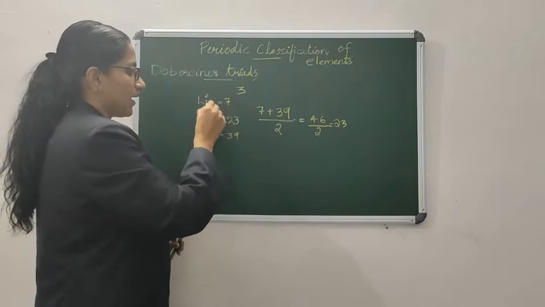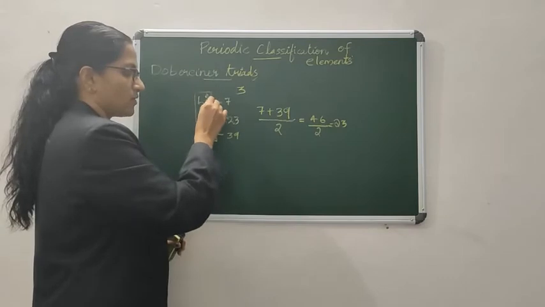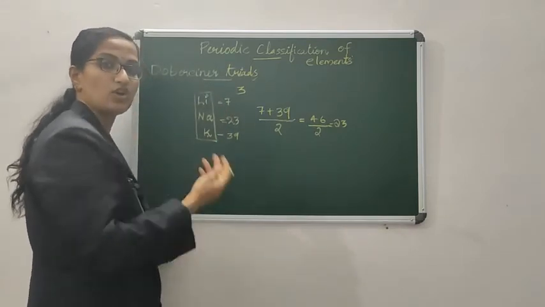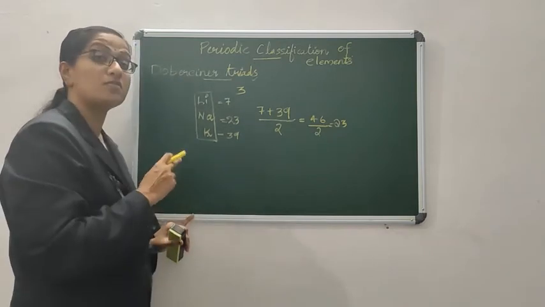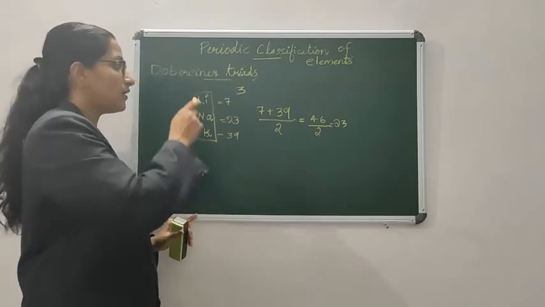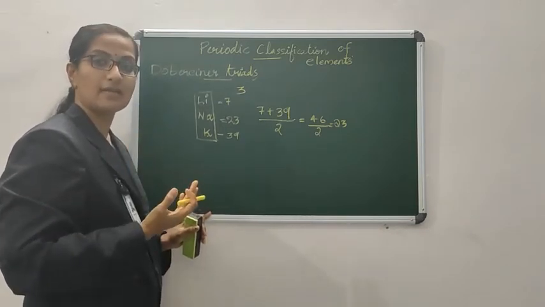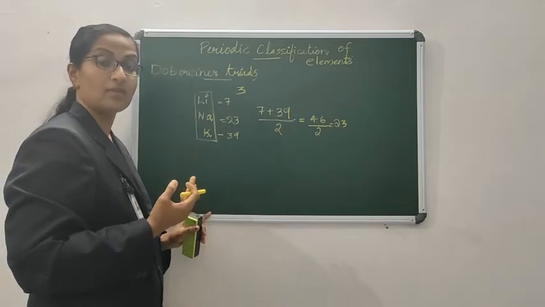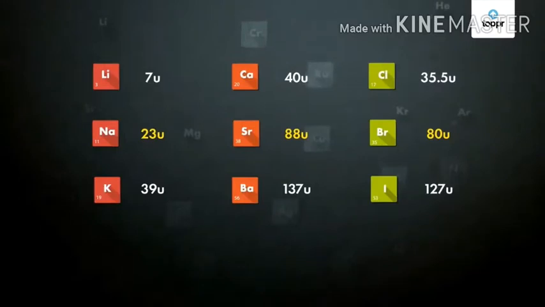In the first triad, meaning 3 elements, this is possible. Let's go for the next examples of some triads and find out whether it is possible for all the elements that were discovered at that time. During that period, only 20 to 25 elements had been discovered. So is it possible for all the elements? Let's look at the triads here. These are the possible triads. The average of the mass of the middle element is possible here.